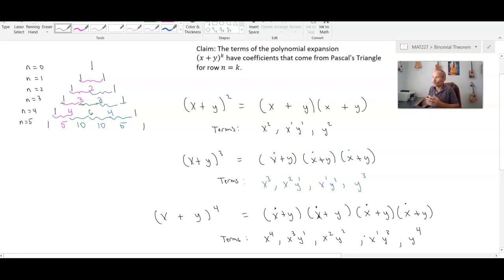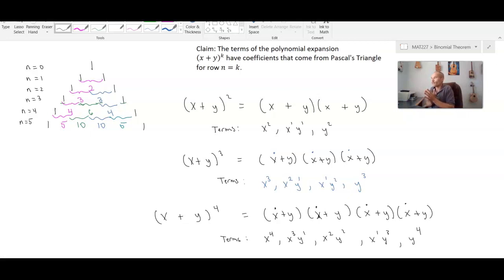Now, I've used this word choose, right? So how many x's can I choose in my product? Well, if I have 4 factors, I could choose at most 4 x's. Or I could choose 3 x's and 1 y, or 2 x's and 2 y's, or 1 x and 3 y's, or 4 y's, because that's as many as I have, right? The most x's that can get multiplied together in x plus y times x plus y times x plus y times x plus y is going to be 4 of them.